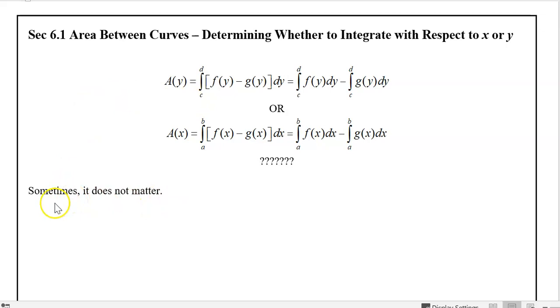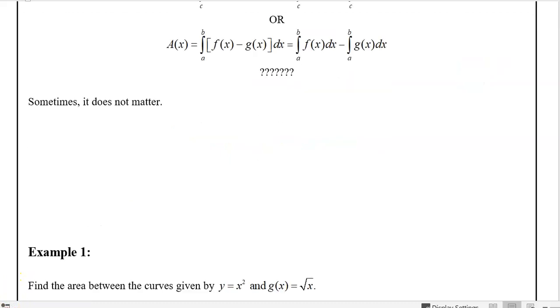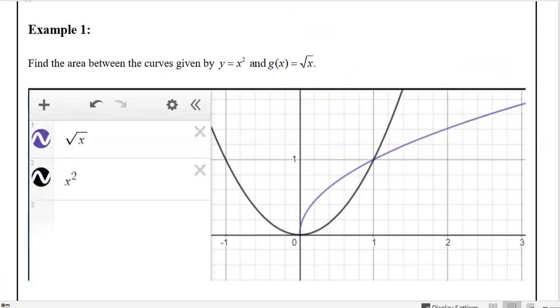Sometimes it does not matter whether you integrate with respect to x or with respect to y. It's just as easy either way. Let's look at an example where that's the case. You'll see here in example 1 that we're to find the area between the curves y equals x squared and y equals the square root of x. I've already produced the graph here from Desmos so that you can see what it looks like.